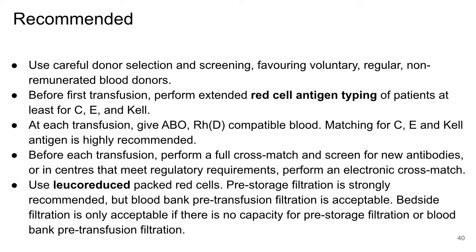Summary of the blood transfusion guidelines. Donors are selected carefully and screened appropriately. Before the first transfusion, an extended red cell antigen typing should be performed. Each time, ABO and Rh compatible blood should be transfused, and matching for C, E, and KEL antigens is highly recommended. A leukoreduced pRBC should be used. Pre-storage filtration is highly recommended.